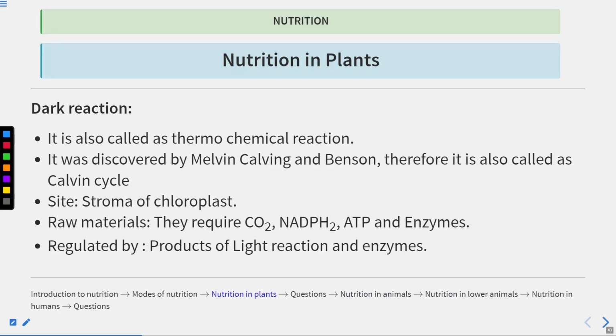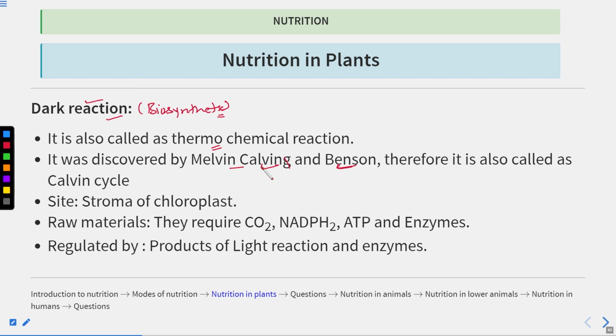Now let's talk about the dark reaction. In the dark reaction, what happens? The dark reaction is also known as the thermochemical reaction, or the biosynthetic phase. Here, synthesis of carbohydrate molecules takes place. This dark reaction was discovered by Melvin Calvin and Benson. So Calvin and Benson discovered the dark reaction.